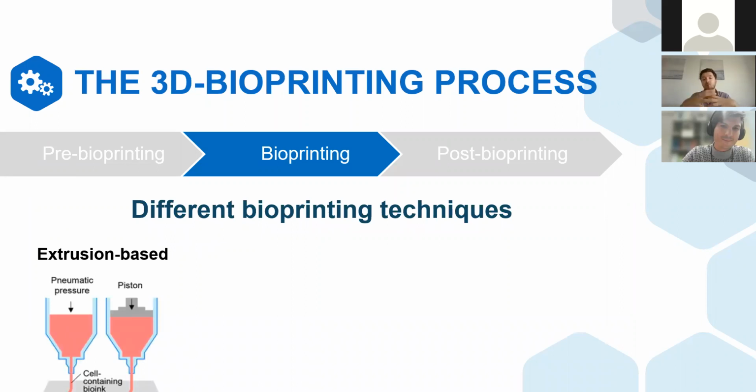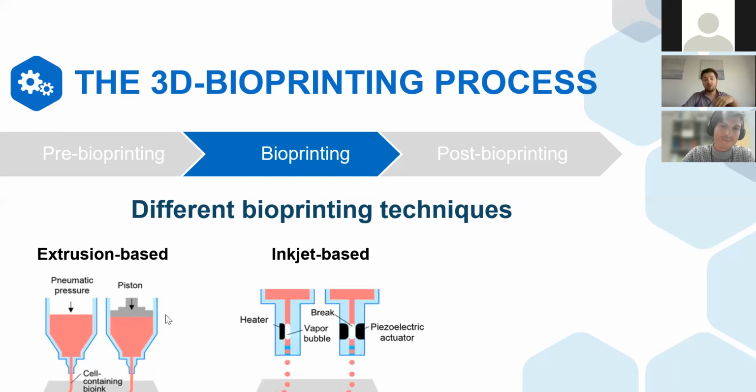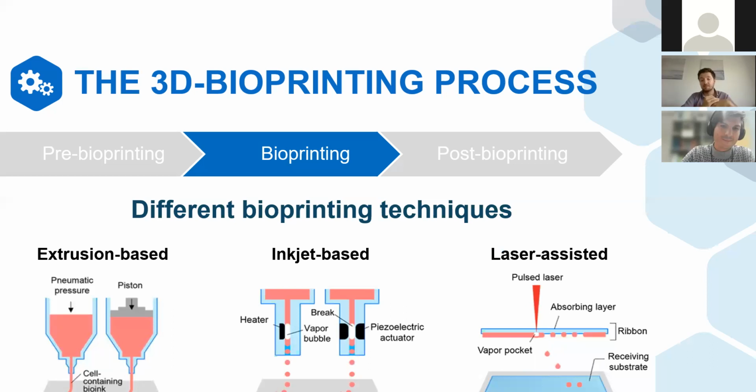I just want you to know that we have different ways to bioprint. One of them, and the most common one, is the extrusion-based bioprinting, in which we have the pneumatic or a piston causing the pressure and causing the bioink to leave through the nozzle, as you can see here. We also have the inkjet-based bioprinting, which is inspired by the inkjets of our printers and uses a heater or a piezoelectric actuator to make tiny bubbles of ink that are extruded. But we also have laser-assisted techniques available, which use pulsed lasers to achieve more or less the same effect.